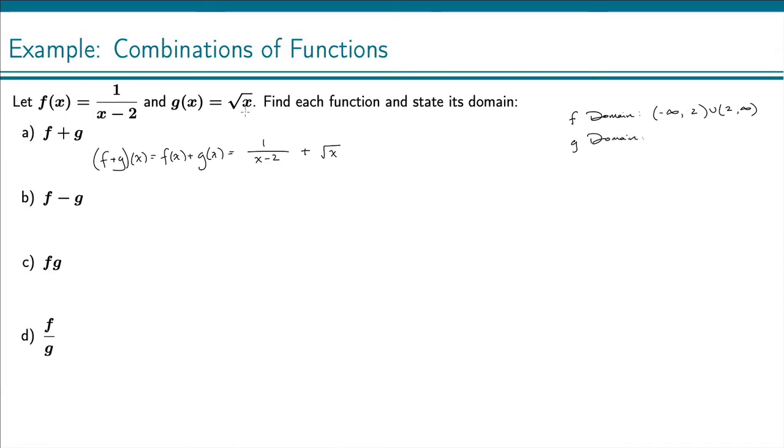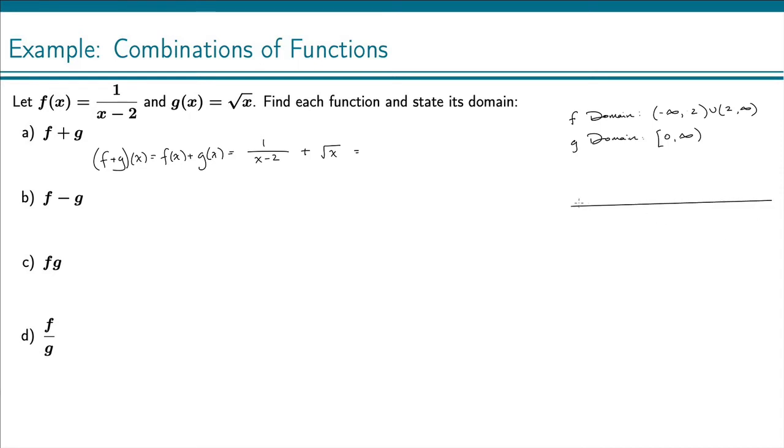We have the square root of x, and we know we can't take the square roots of negatives. And so this domain is from 0 to infinity. So looking for the intersection of these, we're just looking for the overlap. I'm going to go ahead and draw that because I think it's easiest to see.